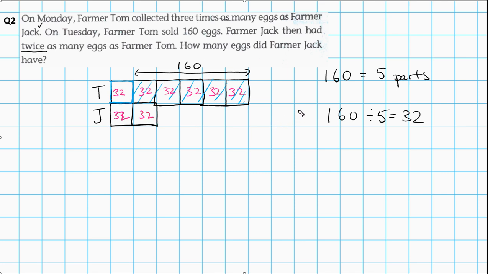Now, let's go back. We've put in lots of numbers now. Let's see where our question is. The question was, how many eggs did Farmer Jack have? Well, that's this bit here. He didn't sell any, so his amount didn't change. And so his is 32 times 2, which is 64. And that is our final answer. Really easy to see on the model.